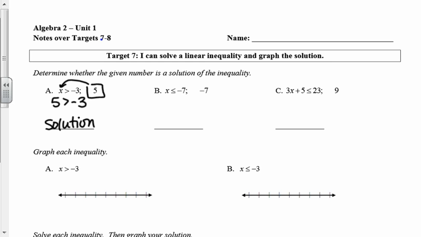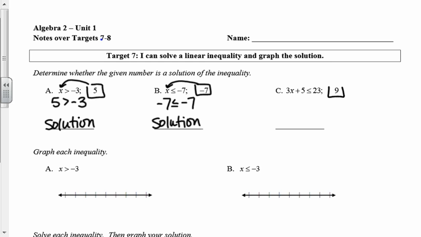So same thing here on B. Take this negative 7, plug it in. Is negative 7 less than or equal to negative 7? Because it has that equal to component, that makes it a true statement. If it was just, is negative 7 less than negative 7, that would not be true.